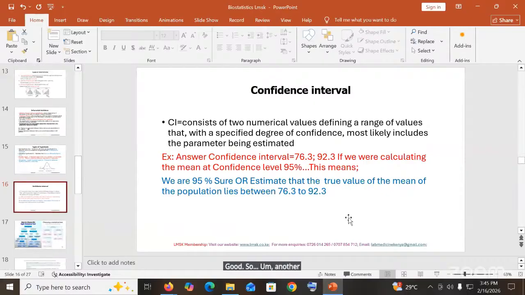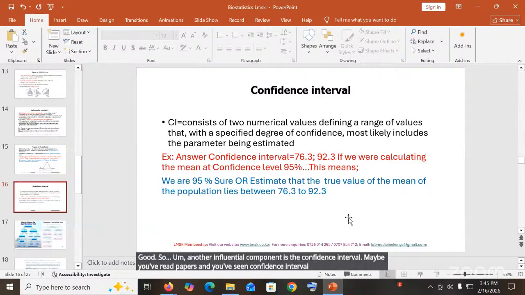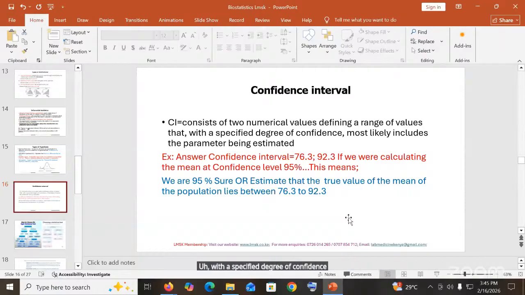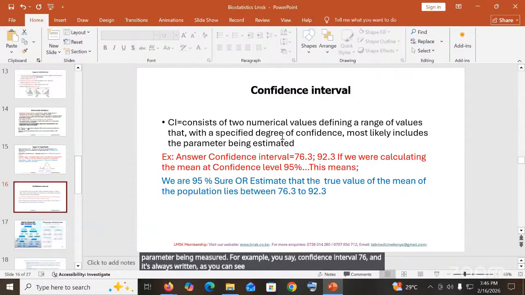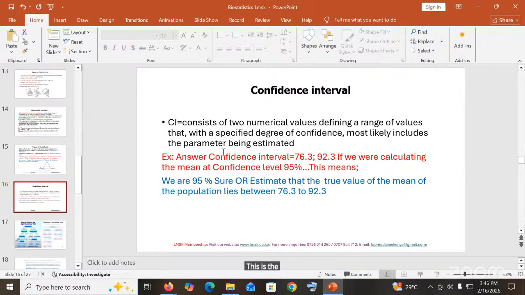So another inferential component is the confidence interval. Maybe you've read papers and you've seen a confidence interval. A confidence interval consists of two numerical values defining a range of values that, with a specified degree of confidence, most likely includes the parameter being measured. For example, it's always written, as you can see, this red one, 76.3 semicolon 92.3. This is the population parameter. The correct parameter lies between 76.3 and 92.3, and we are 95% sure.